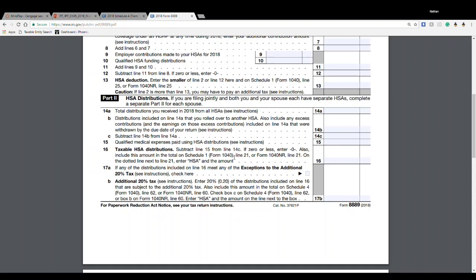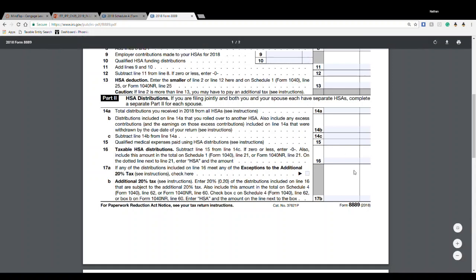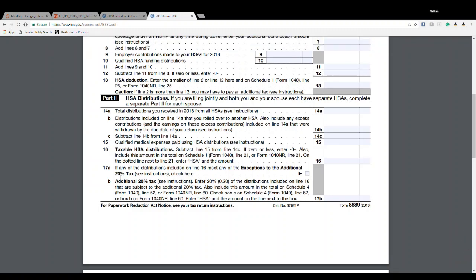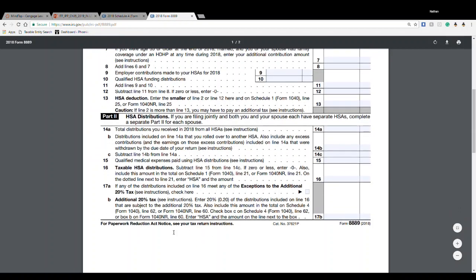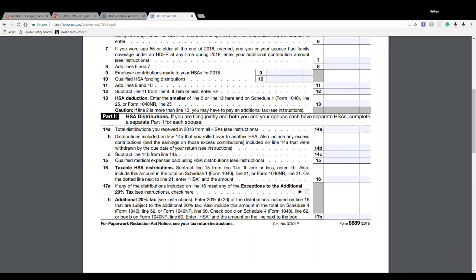This is where you have to watch out, and with any client, you really need to know qualified medical expenses. They better pay for some kind of medical, because if they didn't and they took the money out, it is subject to tax. And right here, it actually will have you calculate the taxable amount, and you have the exceptions to the additional 20% tax. Those basically come up around here with your deduction, but you really do get taxed an additional 20% of any distributions included on line 16 that were not subject to an exception.